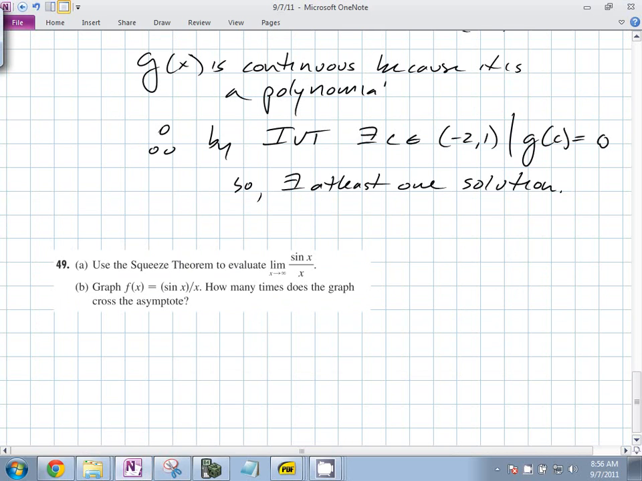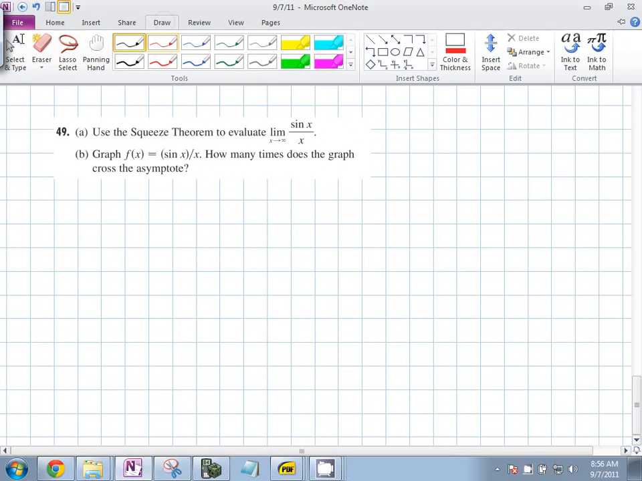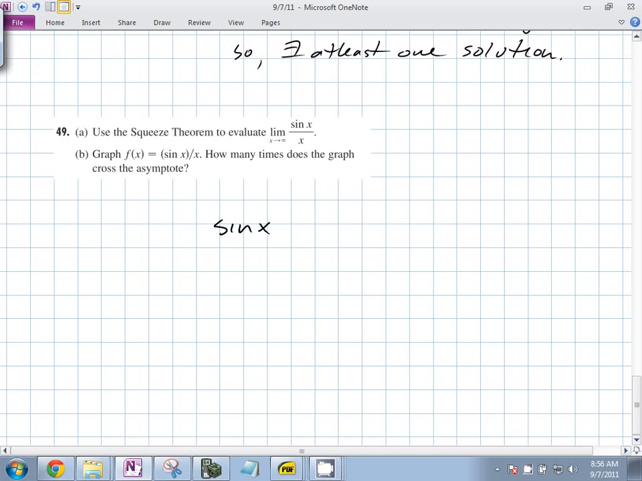Use the squeeze theorem. Okay. So let's talk about this for a second here. Sine x has to be less than or equal to what? 1. Greater than or equal to? Negative 1. Divide everything by x. Negative 1 over x has to be less than or equal to sine of x over x, which has to be less than or equal to 1 over x.